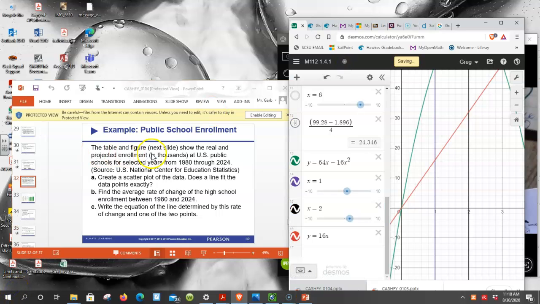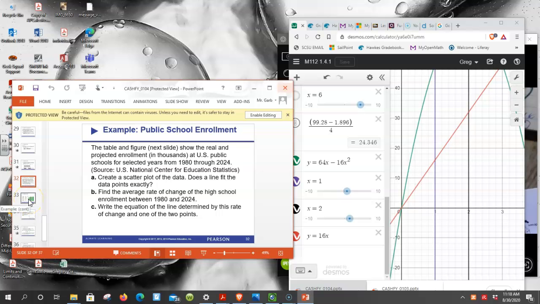So the last problem here is telling us about enrollment of U.S. public schools expected from 1980 to 2024. There's a scatter plot. We have to make decisions about it. Does the line fit the points exactly? What's the average rate of change between these years? Write an equation of the line determined by this rate of change.